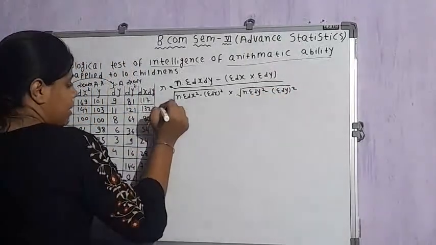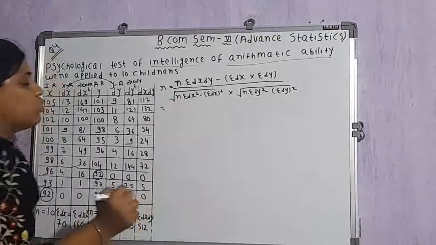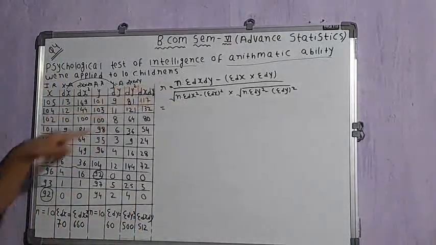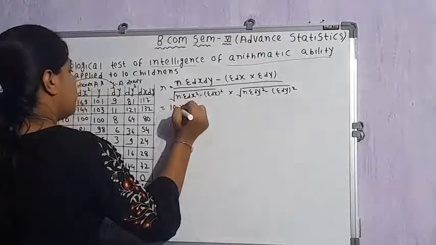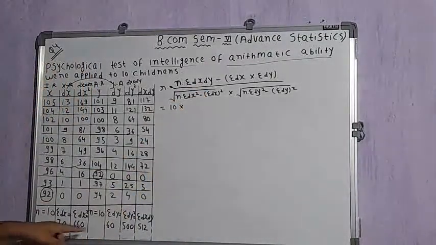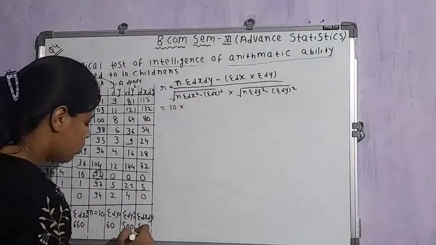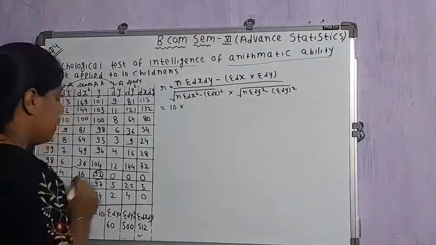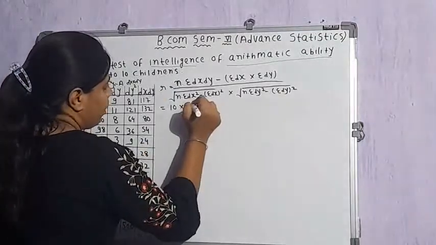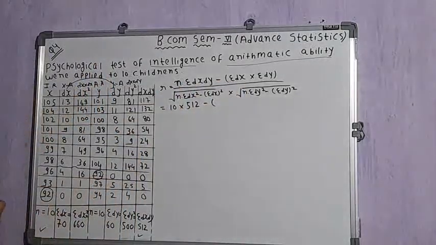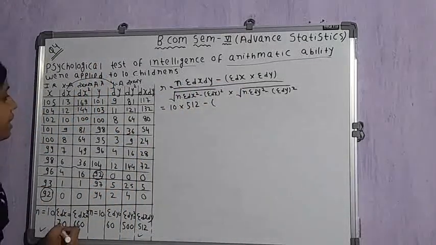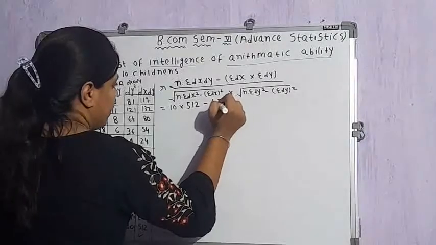Now what is the next step? We just have to put the values in the formula. What is the value of n? 10. So we will write 10. What is the value of summation dx dy? It's 512. So we will write 512. Then minus, under bracket, summation dx. What is the value of summation dx? 70. We will write 70.